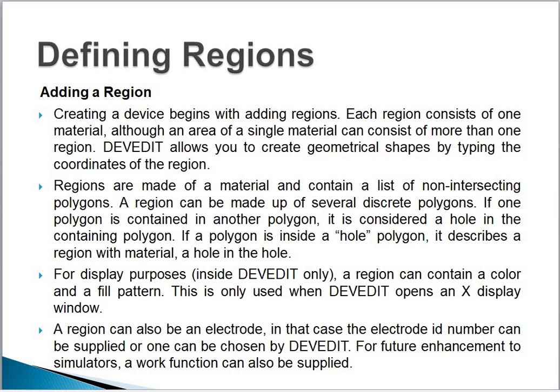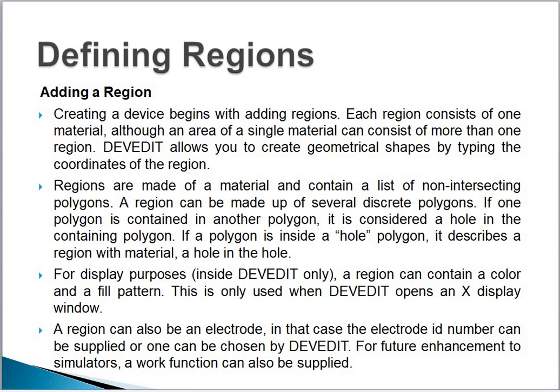Adding a region. How to add a region in DevEdit? Creating a device begins with adding regions. Each region consists of one material. Although an area of a single material can consist of more than one region, DevEdit allows you to create a geometrical shape by typing the coordinates of the region.